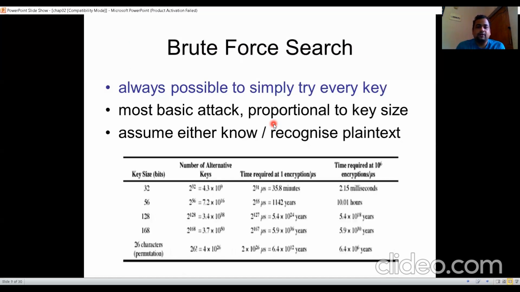Okay. Now, these are the simple ways we have to check. Assume the plaintext is there. What should the key size be? As we discussed, the key size may be 32, 56, 128, or 168 bits. There will be that number of alternative keys, and it can be calculated, along with the time required for the encryption or decryption.